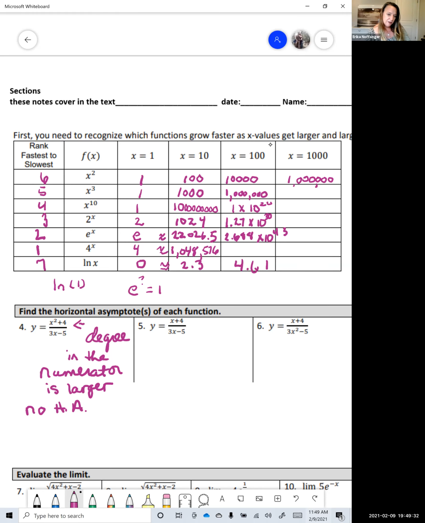If you look at number 5, the quantity x plus 4, all over the quantity 3x minus 5. The degrees are the same. So the highest exponent in the numerator is 1, highest exponent in the denominator is 1. So it's the leading coefficient of the numerator, the number in front of the x there is 1, all over the leading coefficient of the denominator. The number in front of the x in that case is 3. So we would have a horizontal asymptote at y equals 1/3.